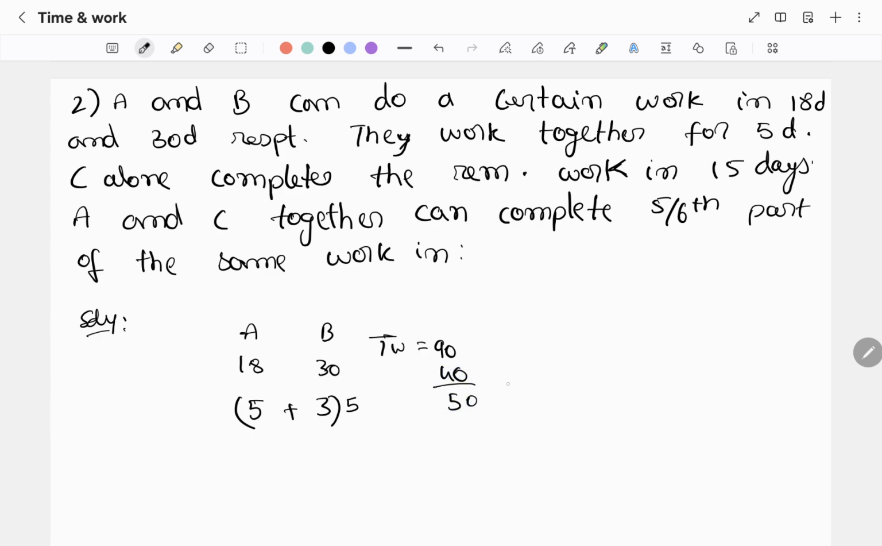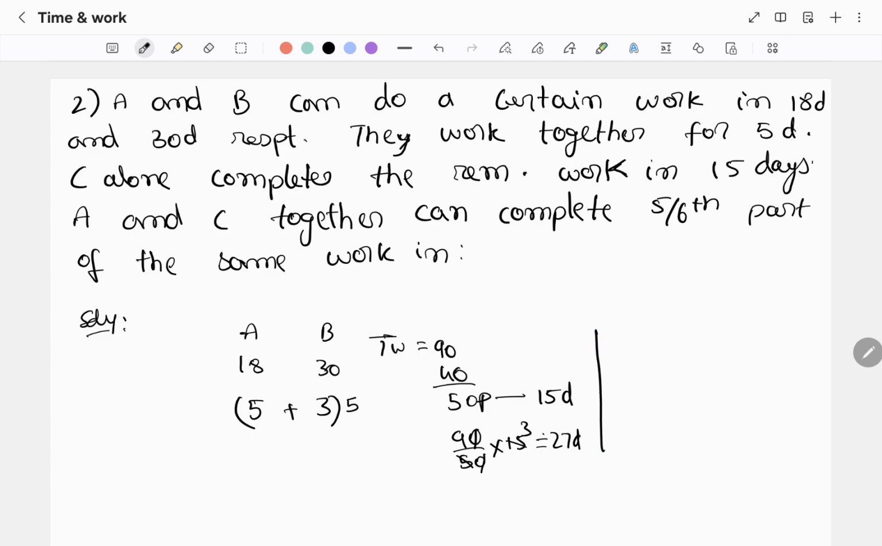Then who has to do these 50 parts? C has to do. In how many days? These 50 parts of the work in 15 days. Okay. Then 90 parts of the work will be done by C in 90 by 50 into 15. So 27 days. 27 days.